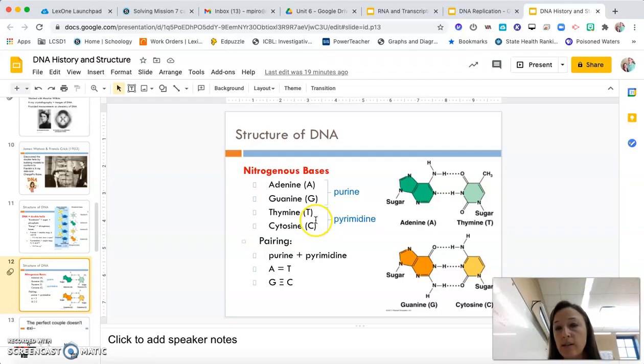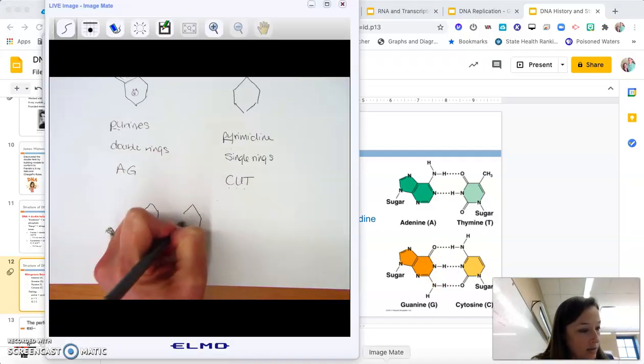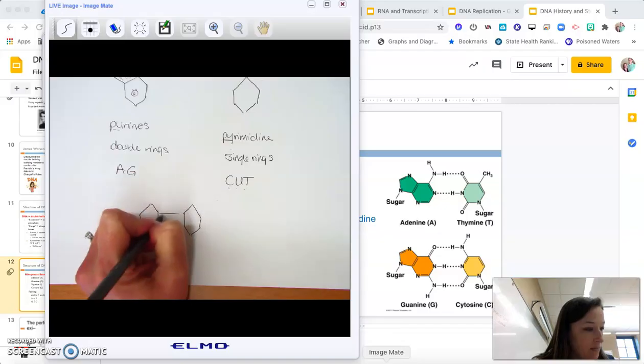We're not talking about uracil here because that's RNA, but you do need to know that uracil is a pyrimidine as well. You're always going to have a purine and a pyrimidine together. That's going to give you even spacing. And let me see if I can draw how that would work if we didn't have that.